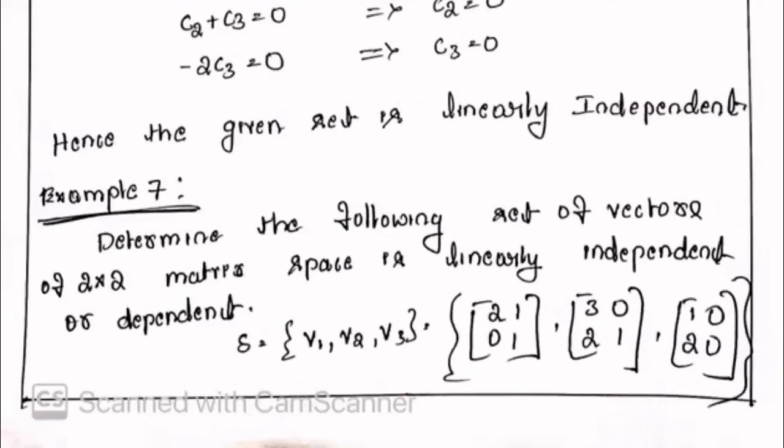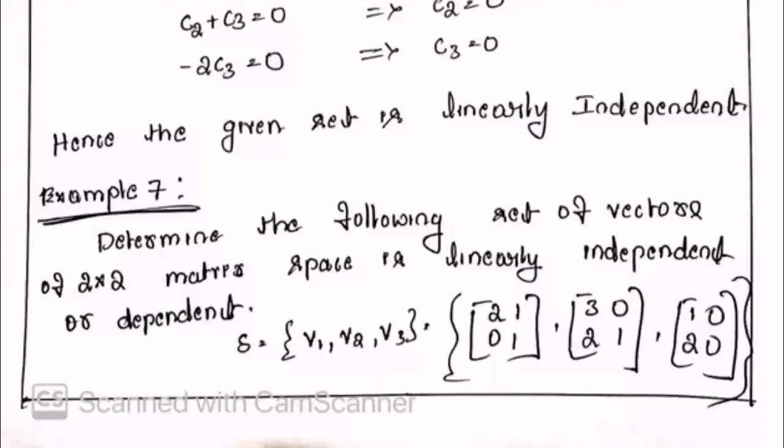Determine whether the following set of vectors of the 2 cross 2 matrix space is linearly independent or dependent. See, the previous question was related to the polynomial. Here in this question, the vector itself is a matrix. A 2 cross 2 matrix is nothing but dimension R4, correct? Here the vector itself is in terms of the matrix. So the question they are asking is to determine whether the following set of vectors is linearly independent or dependent.